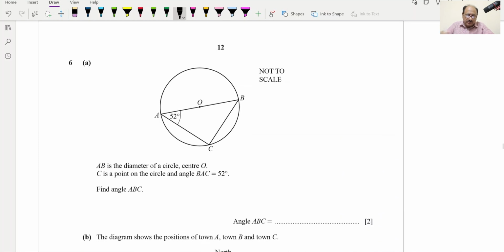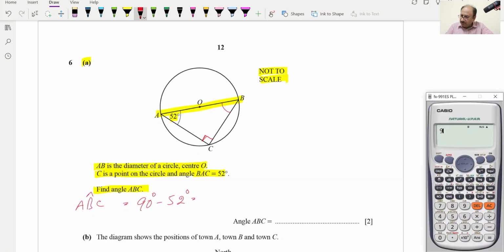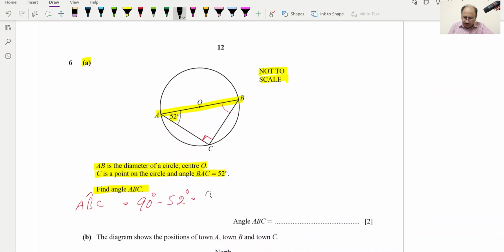Now question number 6 says, question 6a part, diagram is not to scale, circle theorem, AB is the diameter of the circle. So this AB is diameter, C is the point on the circle, and angle BAC is equal to 52. Find the angle ABC. ABC means this angle is required, and we know this angle is 90 degrees, because angle in a semicircle is 90 degrees. So we will write 90 degrees minus 52 degrees, and this will be equal to angle ABC. 90 minus 52 is equal to 38 degrees. So 38 degrees will be the answer, and this will be for 2 marks.